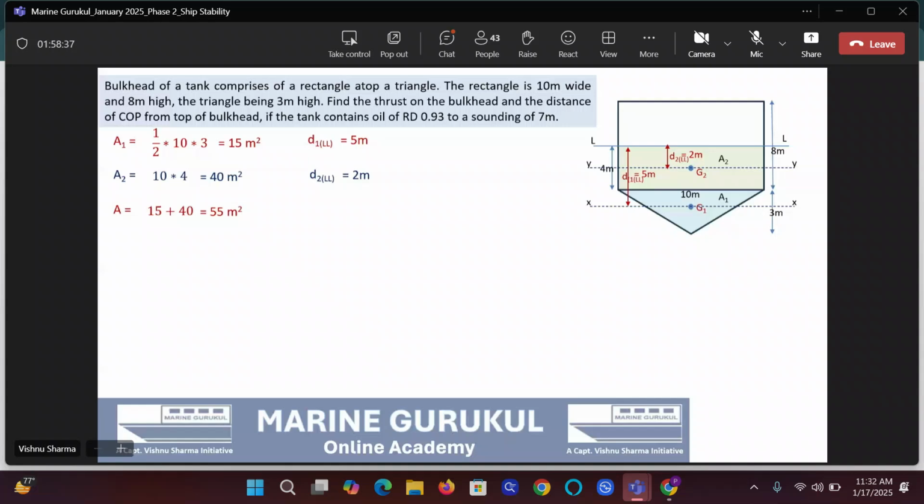Can you guys calculate DLL then? You have A1, you have D1LL, you have A2, you have D2LL. 2.818. Very good. Calculate. DLL will be equal to 15 A1 into 5 D1LL plus 40 into 2 upon 55, 2.818 meters. Right, guys? Correct. Samir, this step is clear to you?